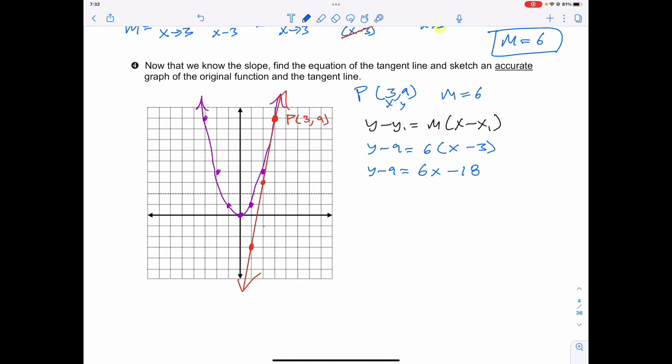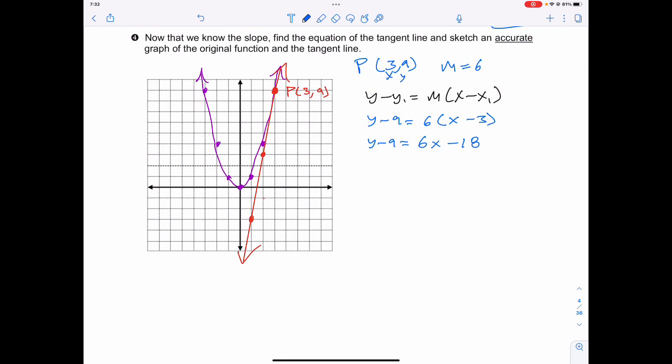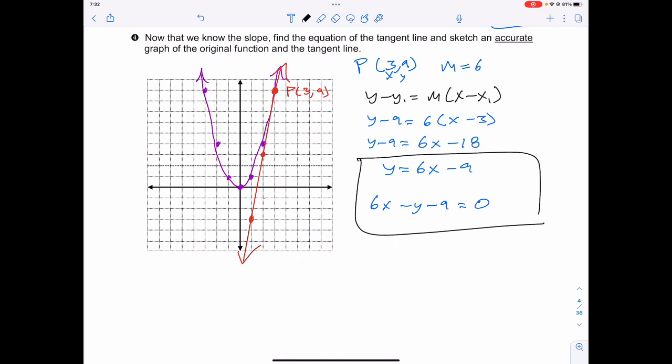And if I want it in slope-intercept form, I'm just going to add 9 to both sides. Y is equal to 6x minus 9. There's my y is equal to mx plus b form. If I want it in general form, then I'm going to move the y over and get 6x minus y minus 9 is equal to 0. And there is my equation for the tangent line.